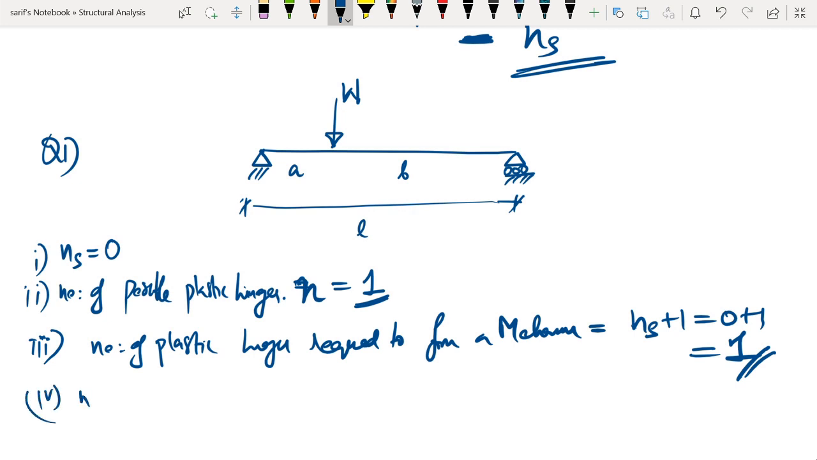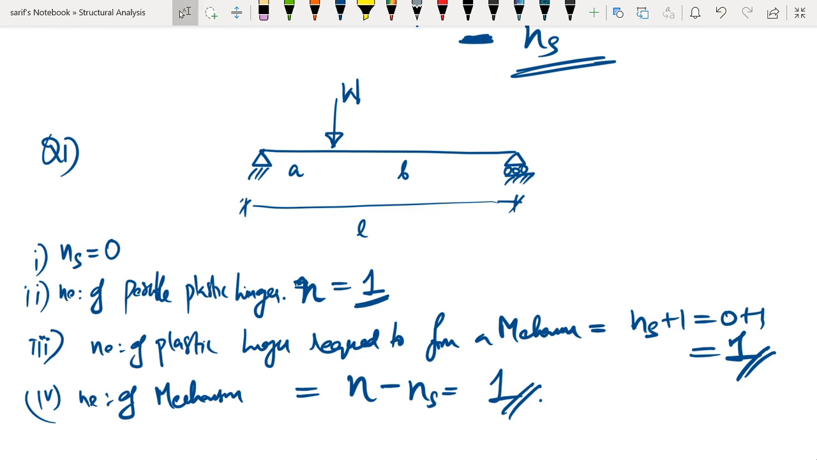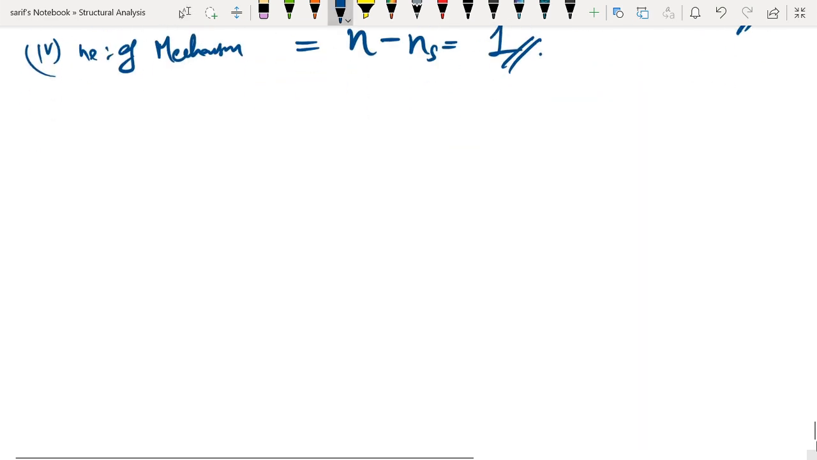And the fourth thing is the number of mechanisms that are possible. As we know, the number of mechanisms is N minus Ns. So that is also 1. So only one mechanism is possible, and if one plastic hinge is formed, that mechanism will be formed under this particular load. So let us see how to solve it further. These are the preliminary steps that we have to take.